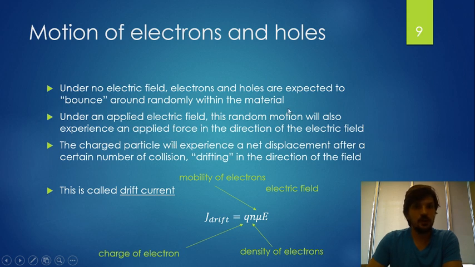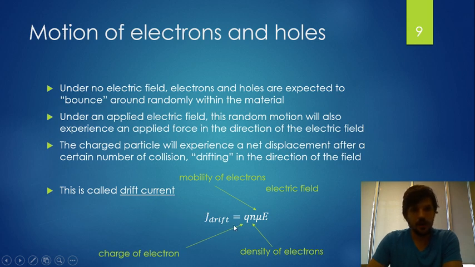There are two types, and the first type is what happens to electrons and holes when they experience an electric field. Now, under no electric field, electrons and holes are expected to bounce around randomly within the material, and there will be no net displacement. Under an applied electric field, this random motion will also experience an applied force in the direction of the electric field. So then, after many bounces, our electron or hole will be displaced a certain amount. Now, this is called the drift of the electron in a field, and is often referred to as the drift current.